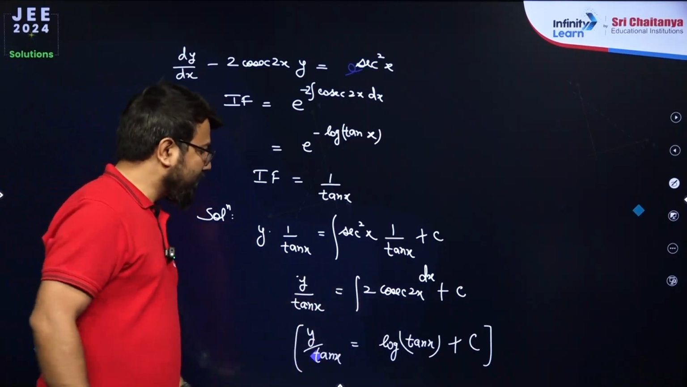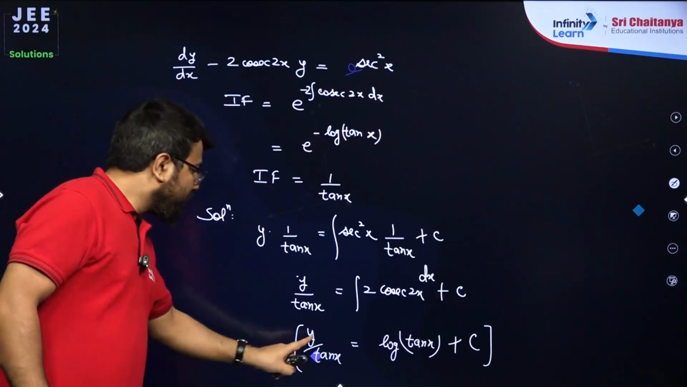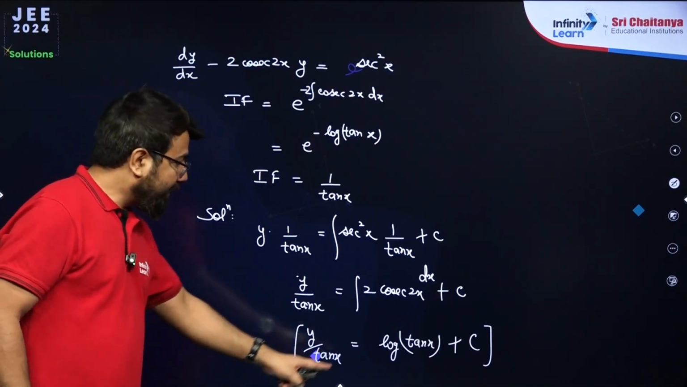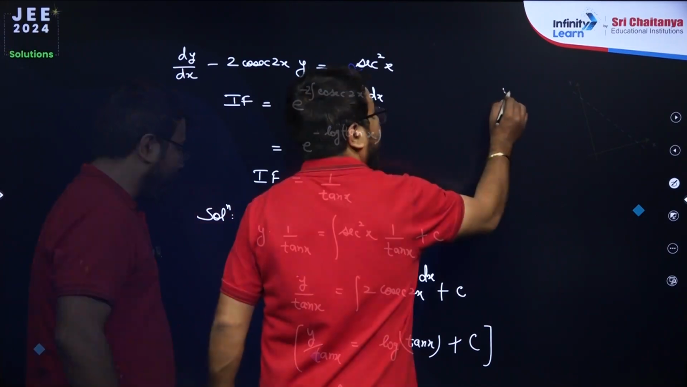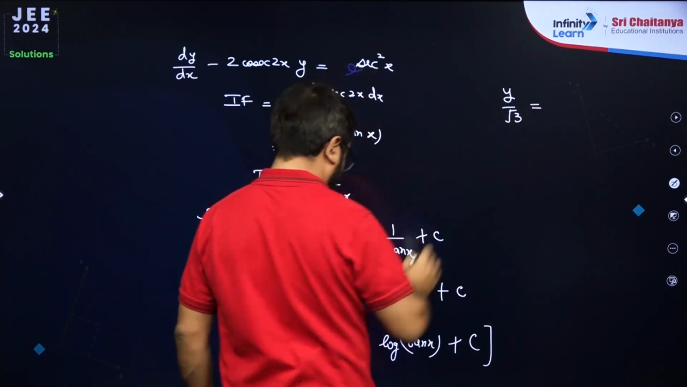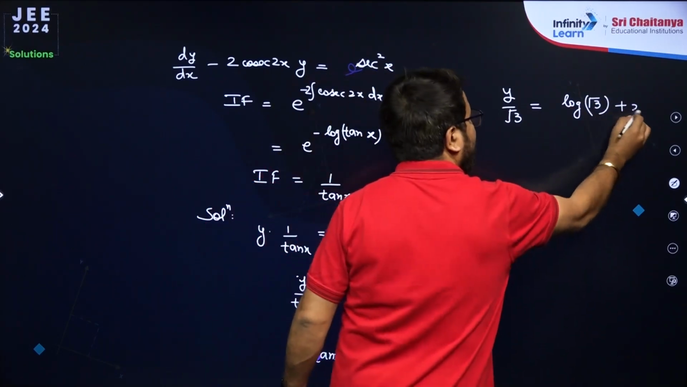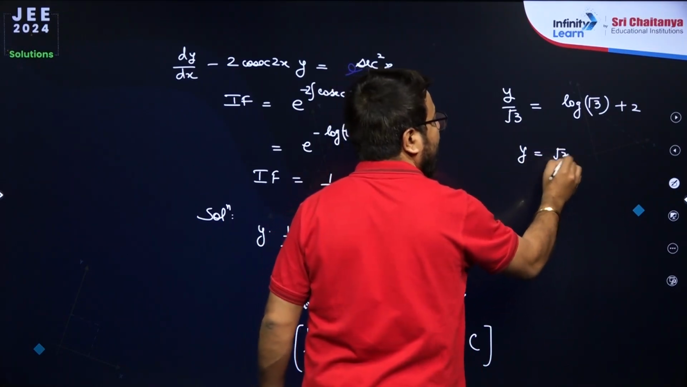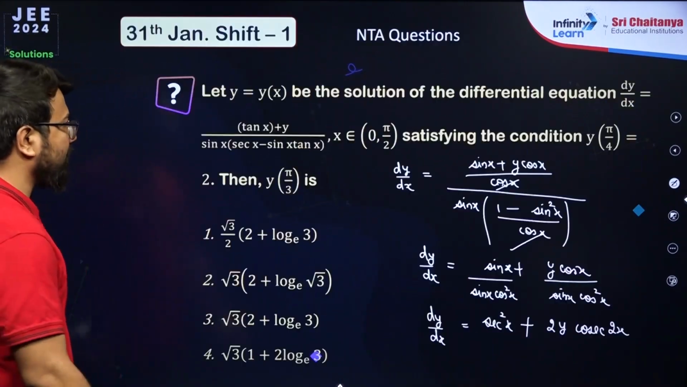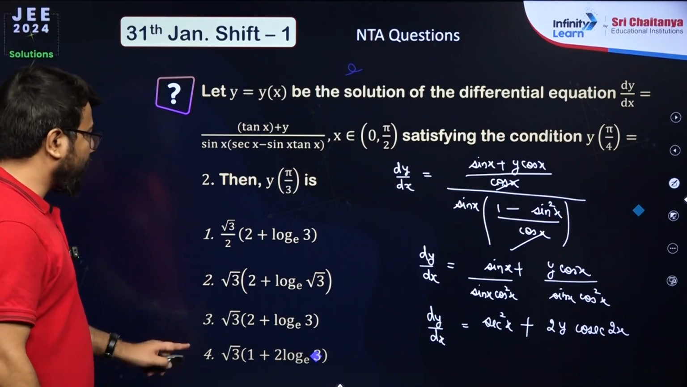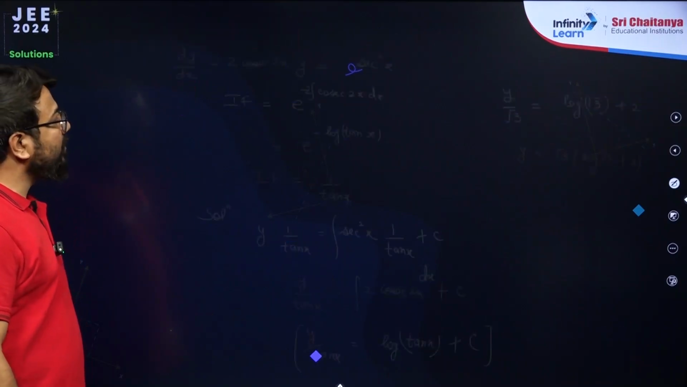After getting the value of c as 2, I will be putting the value of x as pi by 3. Pi by 3 means 60. So tan pi by 3 is root 3. And here also log root 3 will come. So ultimately you will be able to get y upon root 3 equals log root 3, and then c was 2 initially. So y will be root 3 times log root 3 plus 2. Is there any option being given of this type? Root 3 times log root 3 plus 2. Yes, option B. So that is why option B will be the final answer. I hope you are able to understand this.